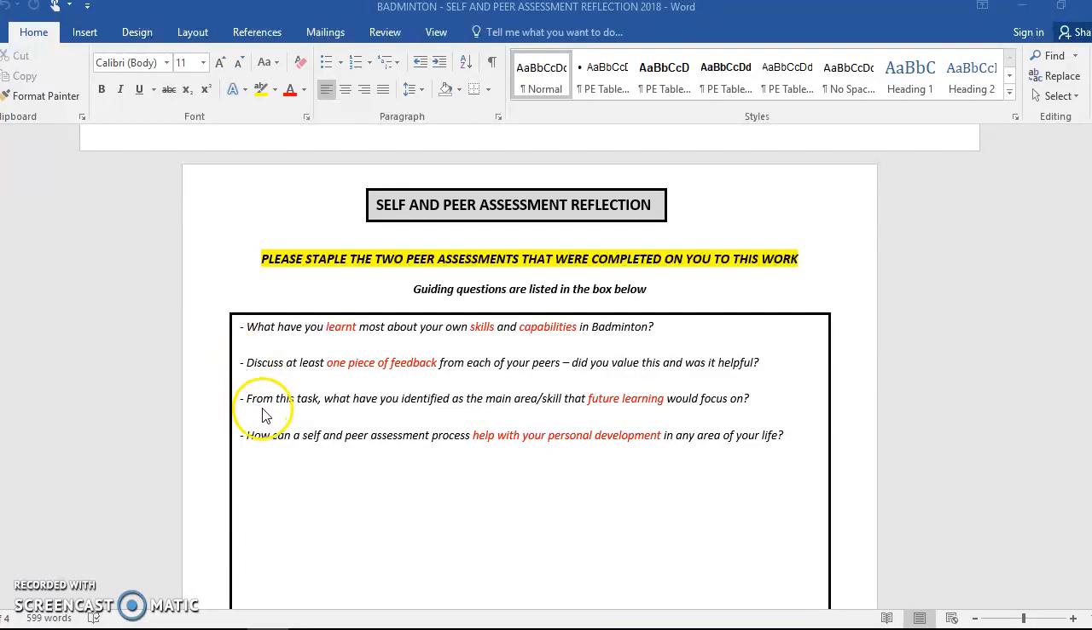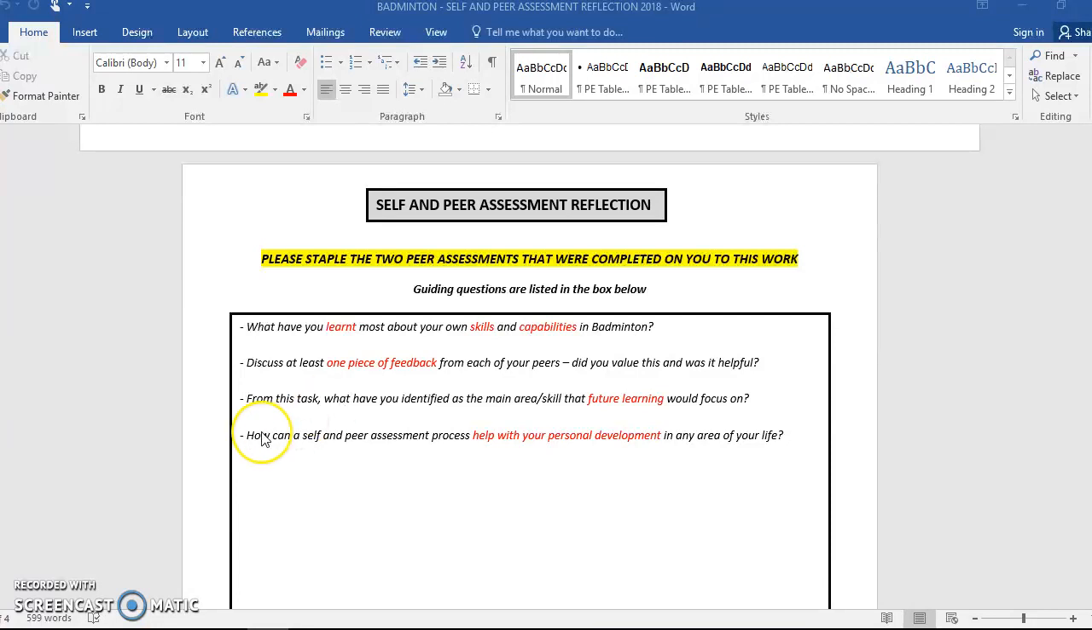Number 3, from this task, what have you identified as the main area or skill that future learning would focus on? Again, 1 or 2 things. If you were to now do another 3, 4, 5 weeks of badminton, what would you want to focus on in your future learning to improve in the sport of badminton? Which are your areas that you need to improve on? I'd like you to tell me those. We refer to that as future learning.